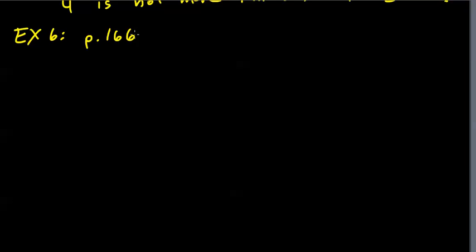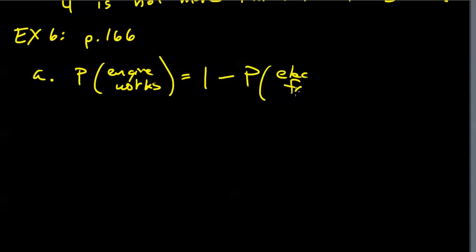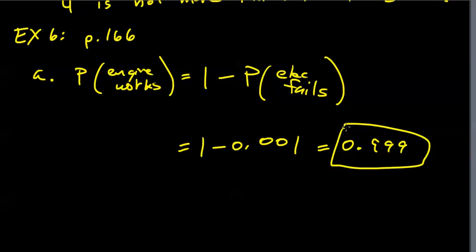Part A. If the engine in an aircraft has one electrical system, what is the probability that it will work? Well, that's pretty easy. What's the probability that the engine works if you've got one electrical system? Well, I claim it's 1 take away the probability that the electrical system fails. If you only have one electrical system and it fails, the engine will not work. So I'll just take 1 minus the probability that it fails. That's 1 minus 0.001. They give you that in the problem statement. The probability of one electrical system failure is 0.001, and that leaves us with a very high probability of 0.999. The engine will work with one electrical system with a probability of 0.999.